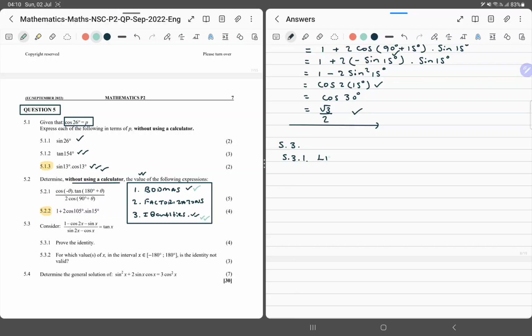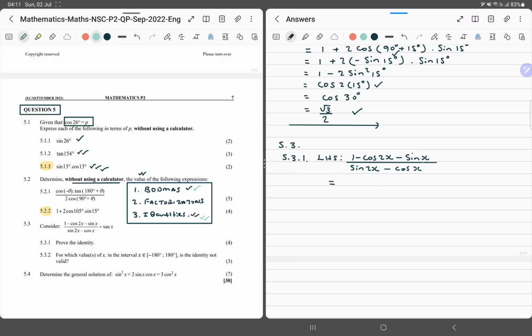So we know that the left hand side is more complicated. Always choose the more complicated side. 1 minus cos 2x minus sine x all over sine 2x minus cos x. Okay, this is equal to, now we use our BODMAS factorizations identities.